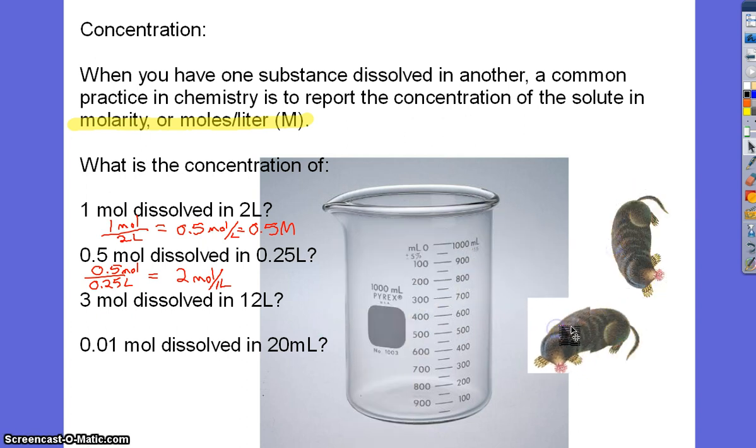You probably think it's really mean that I'm splitting moles in half. What if I have 3 moles in 12 liters? 3 moles in 12 liters, if I divide it out, would be equivalent to saying that I would have 0.25 moles per 1 liter. Or what if I have 0.01 moles divided by 20 liters? I'll leave that one up to you. I don't want to grab my calculator.